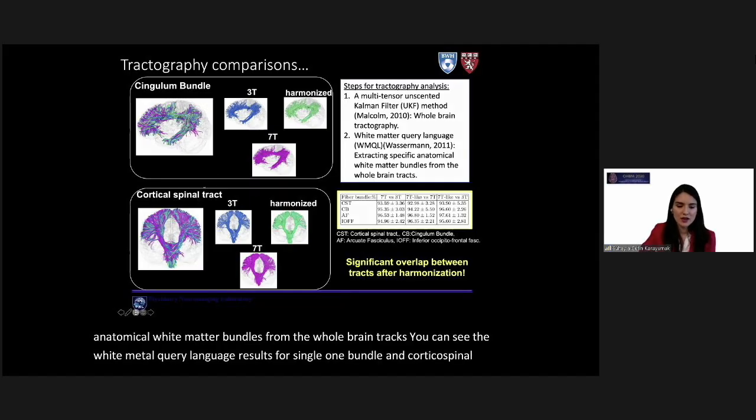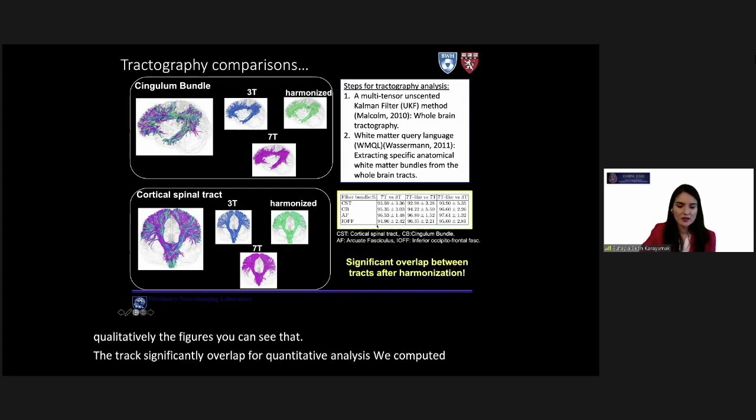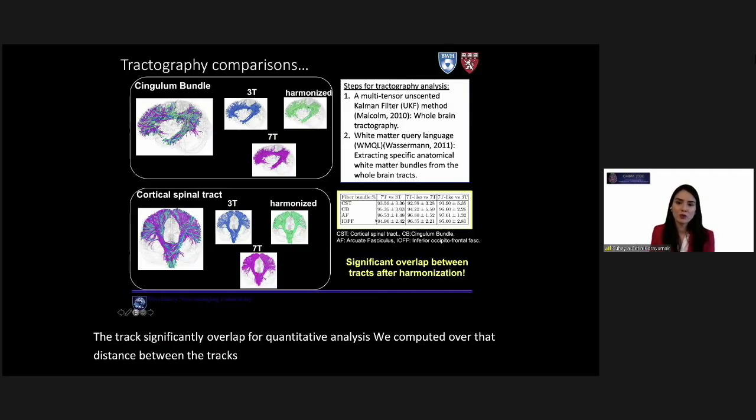Qualitatively, in the figures, you can see that the tracks significantly overlap. For quantitative analysis, we computed the overlap distance between the tracks. On average, we have observed 95% overlap between the tracks after harmonization.